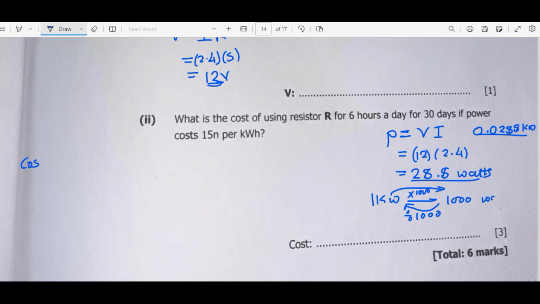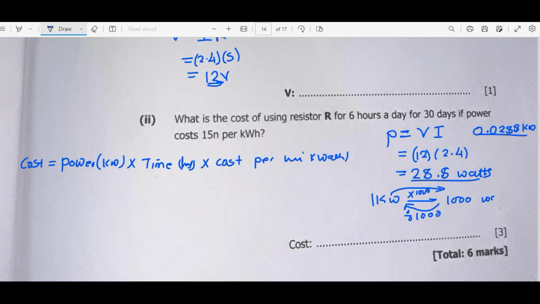So now we can go to the formula for cost. So say cost is equal to power in kilowatts times time in hours times cost per unit. Remember, this should be in kwacha. So what's our power? Power is 0.0288. Time, now we need to be careful for time here. That's why we can say that we are given 3 marks, so there is a lot to do here.